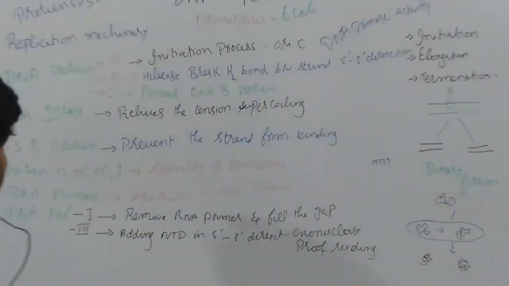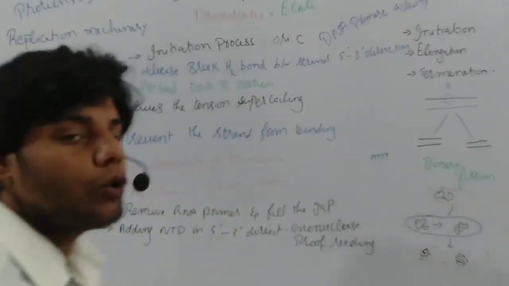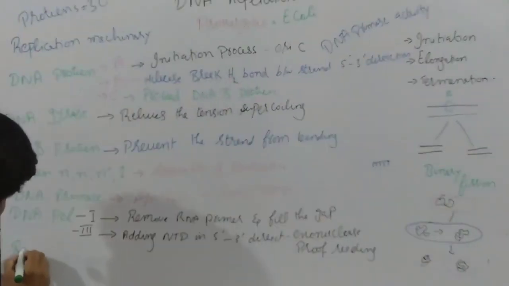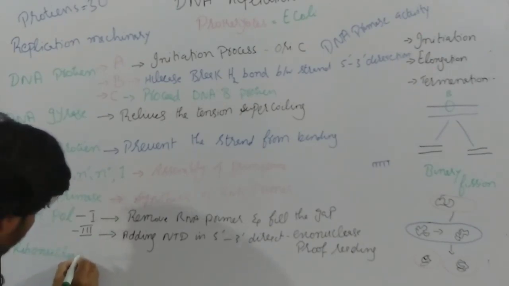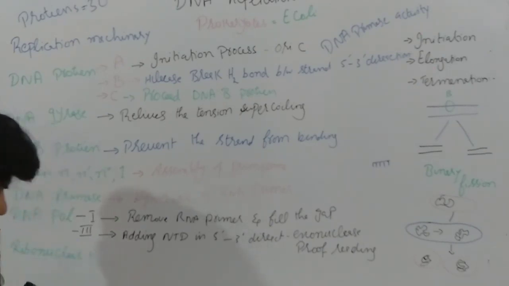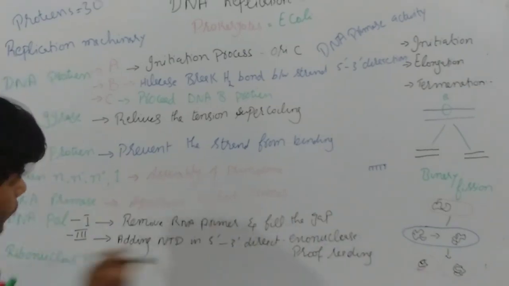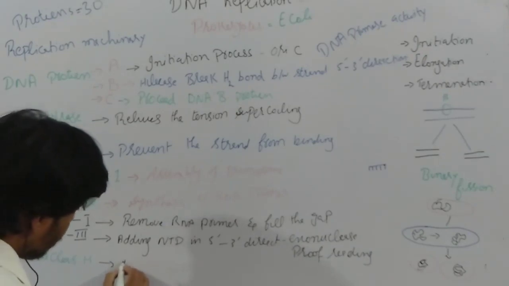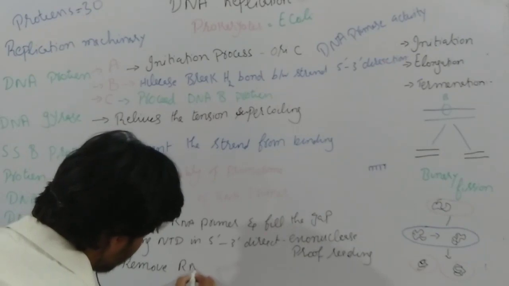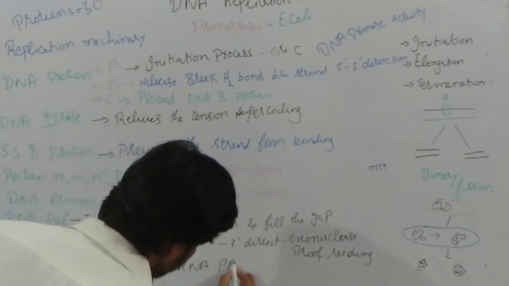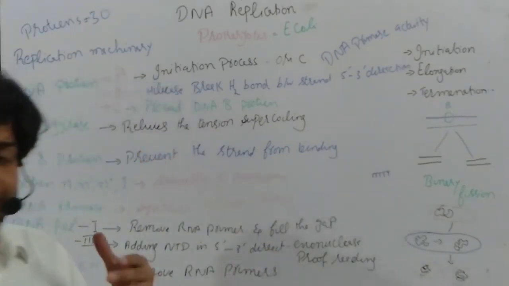Now we have another protein, which we call ribonuclease H. Now what is the job of this enzyme? It can also remove the RNA primers. Okay, then we have other enzymes.